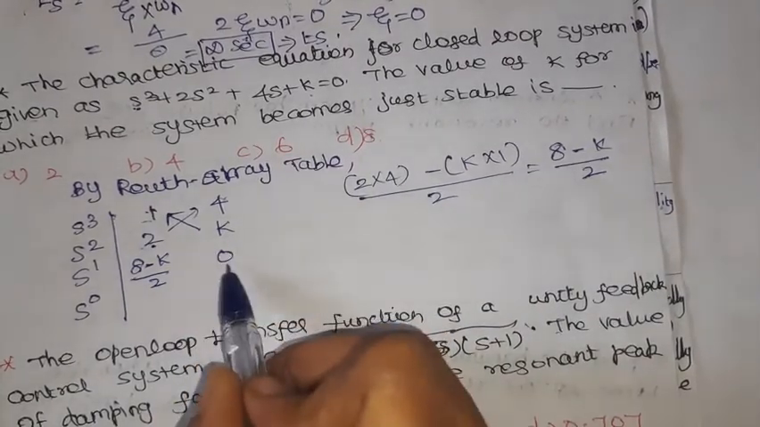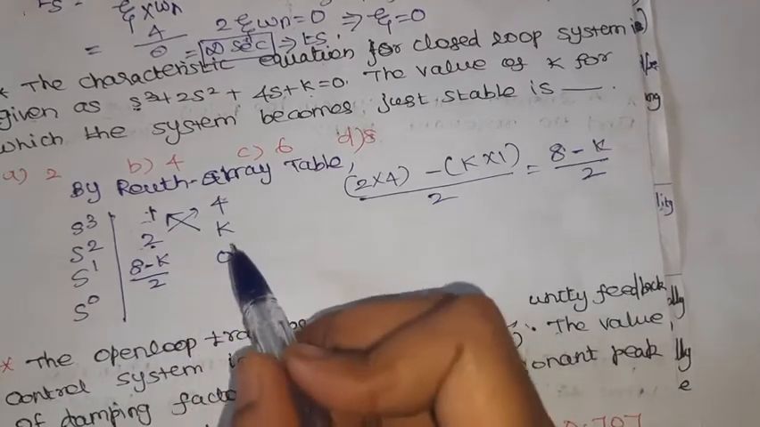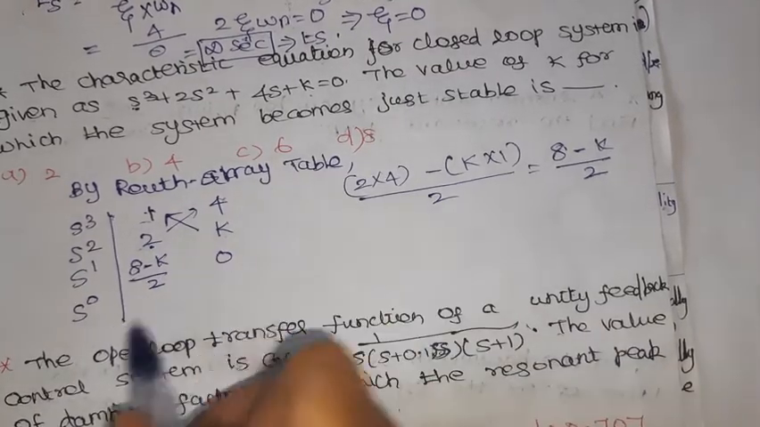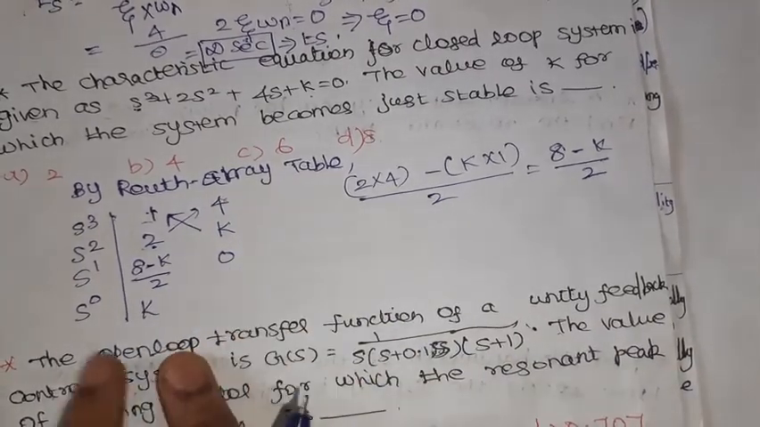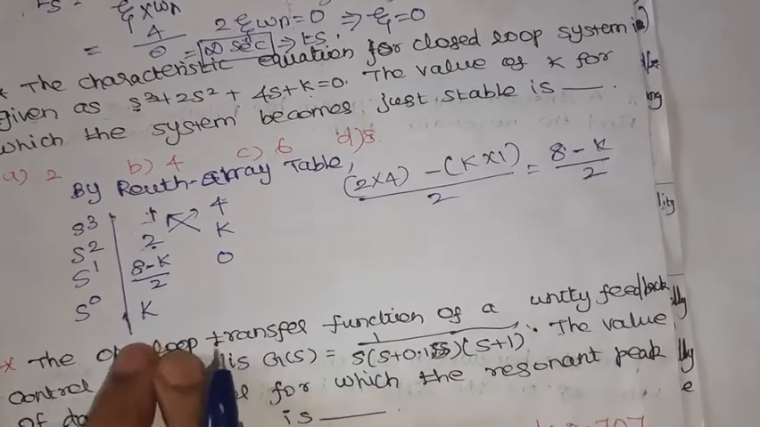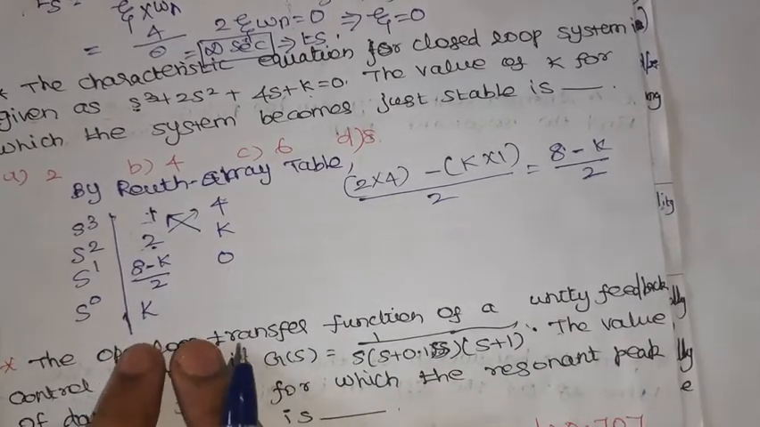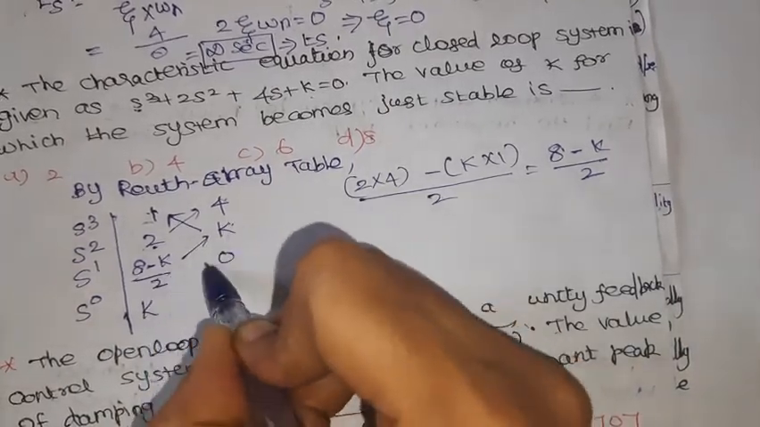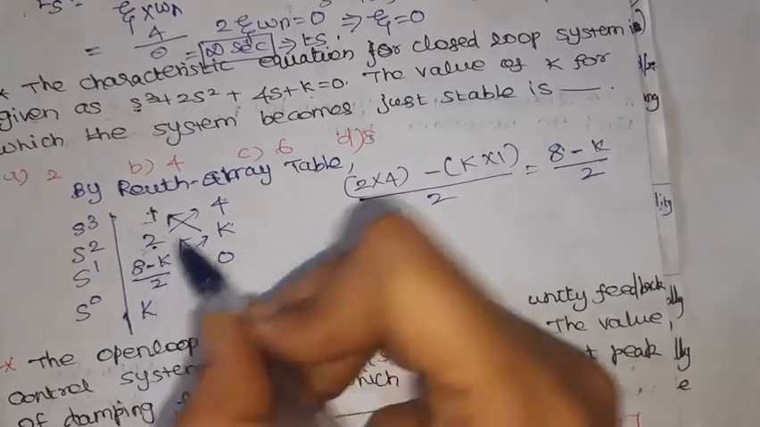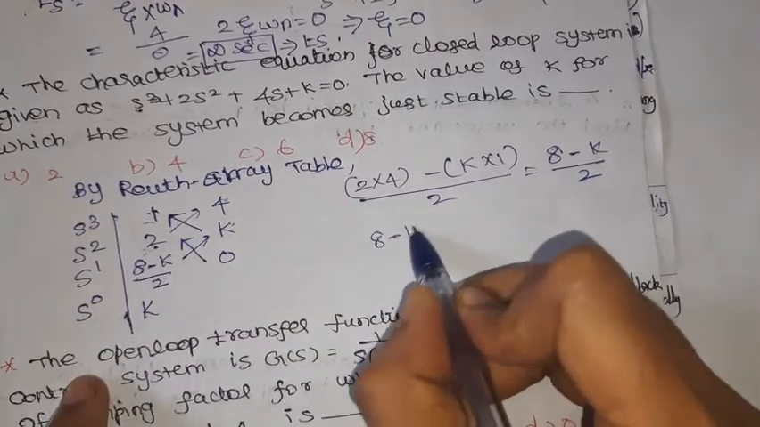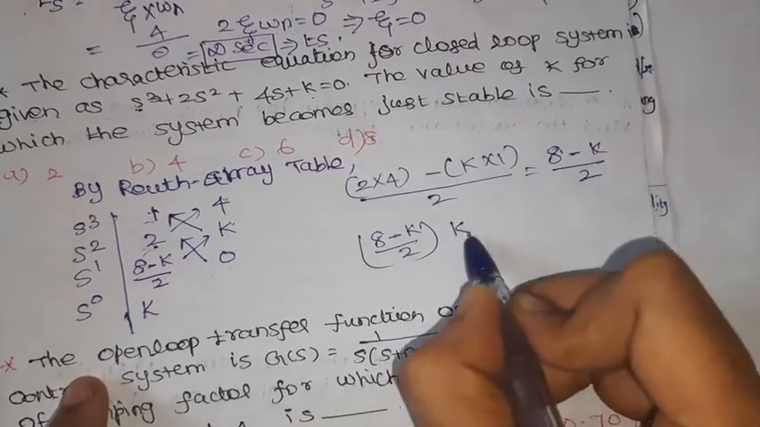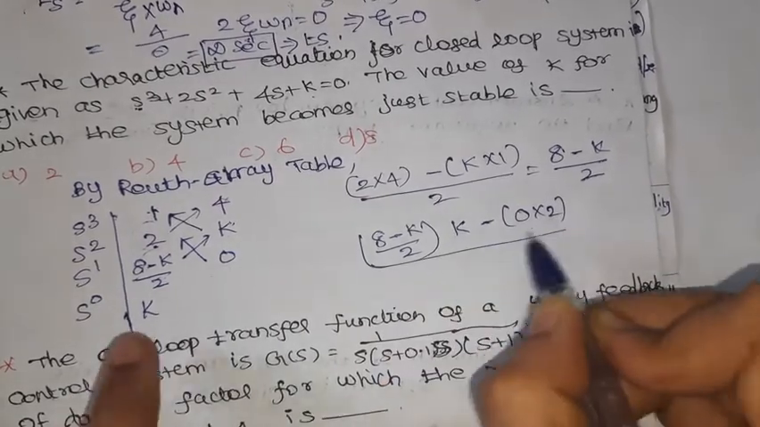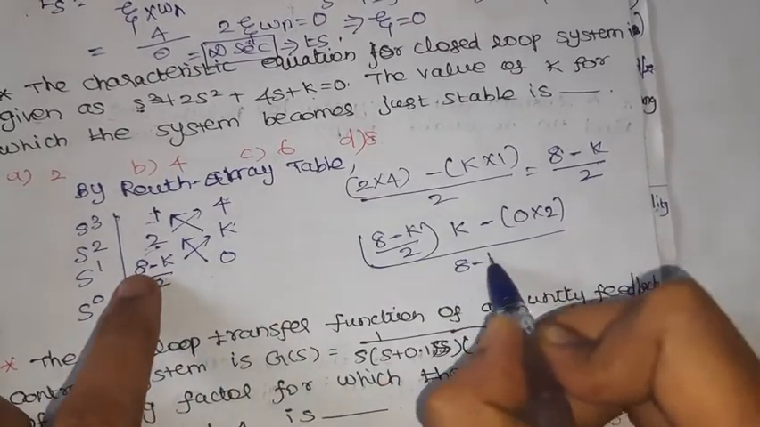Whenever 0 comes, we need not cross multiply, as it will drag our time when doing competitive exams. Just copy the above number, k. So for this k only, we now cross verify whether this is true or not. How do we find this row? Cross multiply these two terms and these two terms and divide by this term: 8 minus k divided by 2 into k minus 0 into 2, divided by 8 minus k by 2.